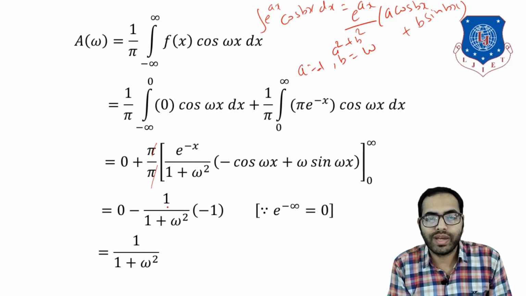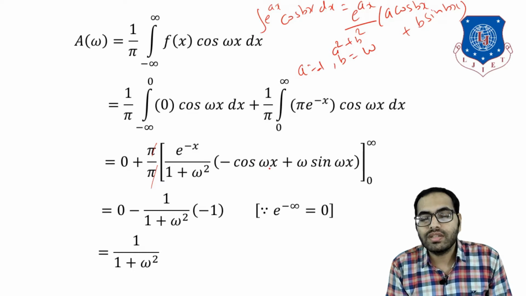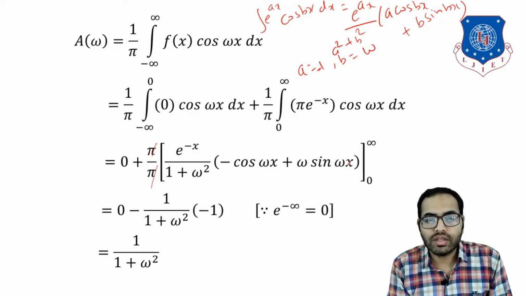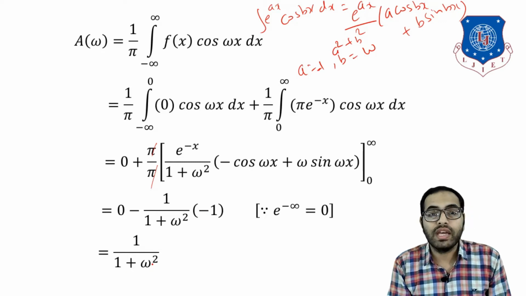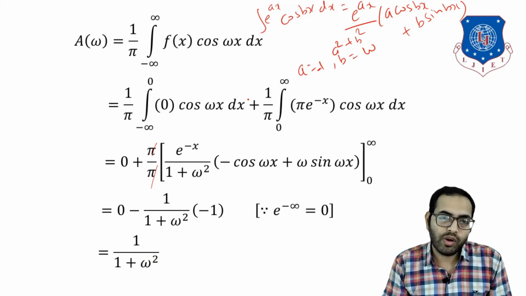then 1 upon 1 plus omega square, cos 0 is 1, sin 0 is 0, then 1 plus 0, then it is minus 1, and minus minus becomes plus. So a of omega is equal to 1 upon 1 plus omega square. Similarly, we now find the value of b of omega.